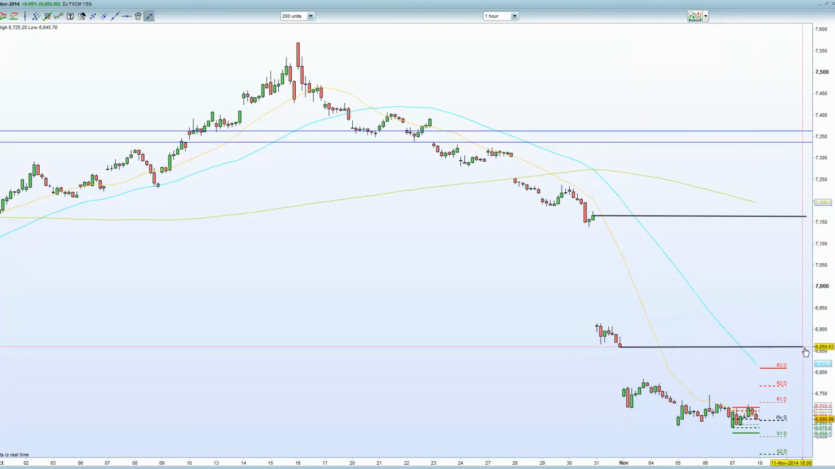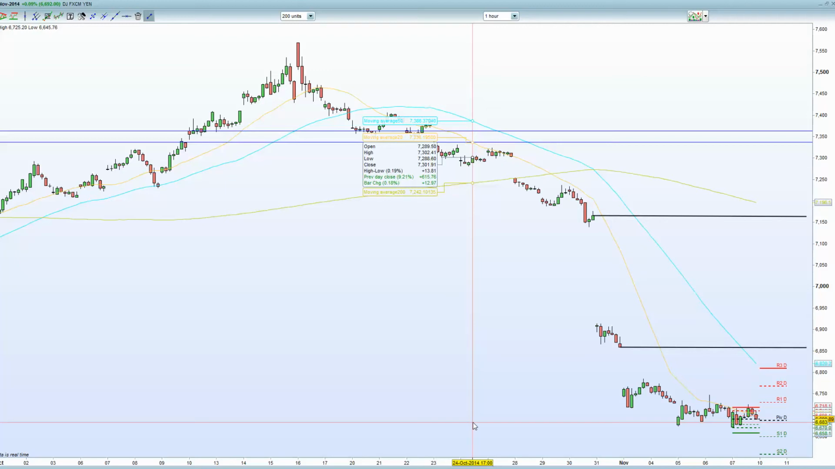But given the fact that the European indices have reacted negatively post Draghi, although they did rally going into Draghi, after Draghi they certainly did top out and reverse. So that's something that we need to take into consideration as well.